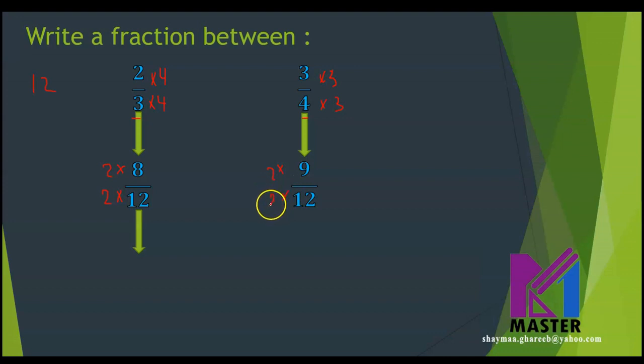So the new fractions will be 2 times 8, 16, and 2 times 12 equals 24. And 2 times 9 is 18, and 2 times 12, 24. So now I have two fractions over 24: 16 over 24, and 18 over 24. The fraction between them will be 17 over 24. Is this clear now?